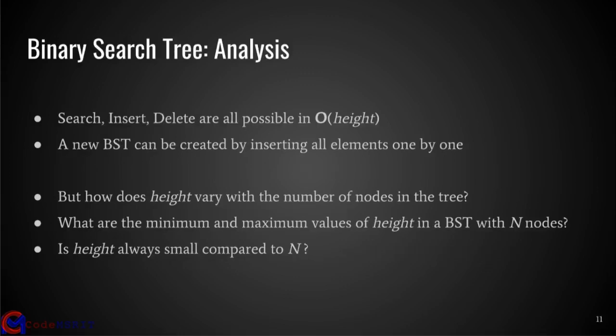We have seen that binary search tree allows you to search, insert, and delete elements in big O of height. We can also create a binary search tree by inserting all elements one by one. This takes time equal to the sum of heights at each insertion. It might be good to find out the minimum and maximum time that is taken for the same. Big O of height operations might seem attractive, but how does height vary with the number of nodes in the tree? Is it always small? What is the maximum value it can go to?